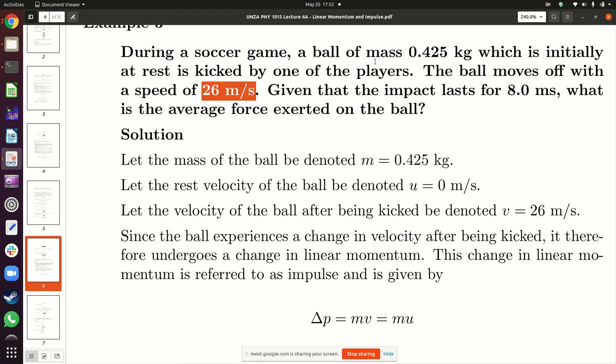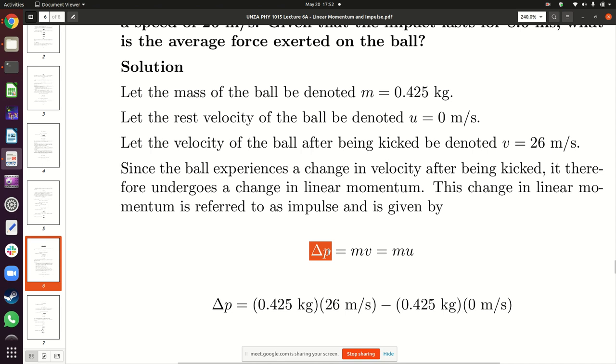The amount of motion gained by the ball, that is what we're calling the change in linear momentum or the impulse. There are two ways of working out how much motion has been gained by a ball when it's kicked. So in this case, we have this way, delta P is equal to the mass of the ball times the final velocity of the ball minus the mass of the ball times the initial velocity of the ball. Since the ball was at rest, the initial velocity is 0 meters per second. Then after the ball is kicked, it ends up having a velocity of 26 meters per second.